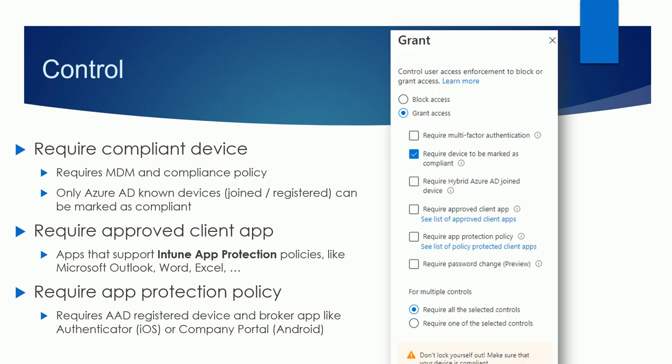And now here is the grant. If you are granting the application, you can select the options: mark the device as compliant, or require hybrid Azure join. You can select grant access, or you can select multiple and choose here, like require all these selected controls. I will show you in the practical lab.